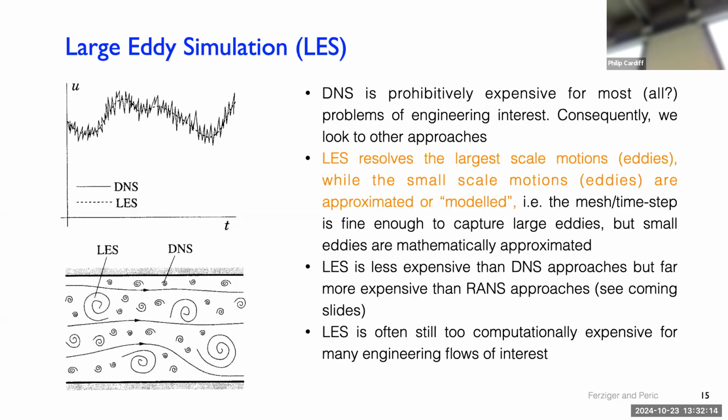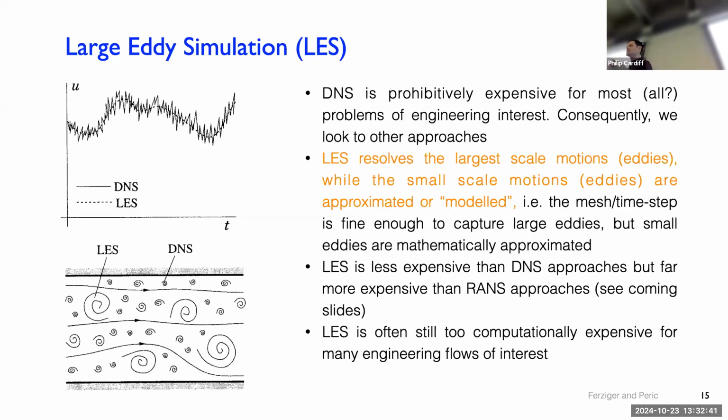With LES, the idea is: if we can capture the big turbulent eddies, that will give us most of the information, and all the little ones are less important. So large eddy simulation means you resolve the large eddies. By resolve, I mean you make a mesh fine enough to get all the large eddies, but not fine enough to capture all the really small ones where energy is dissipated. For those small scale ones, they are approximated, or modeled.